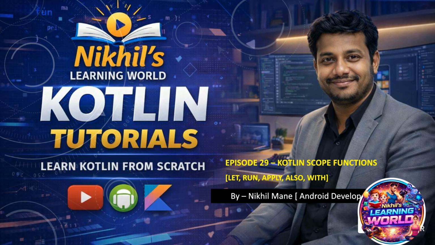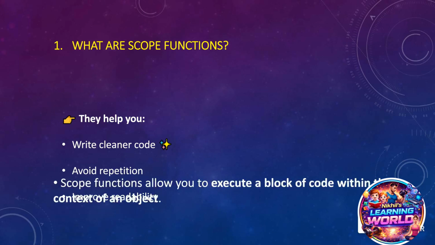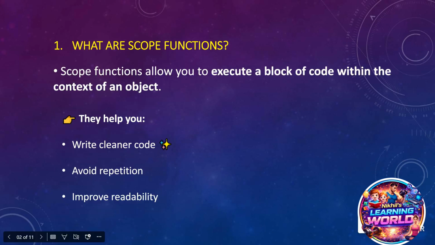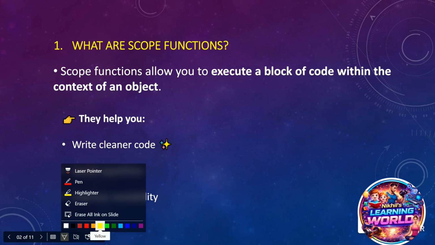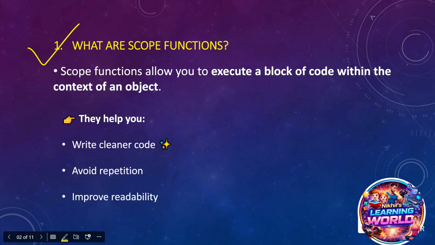So let's start with the scope function in Kotlin. What are scope functions? Scope functions allow us to execute a block of code within the context of an object. The name defines scope and function. What is the scope function? A function has its own scope.